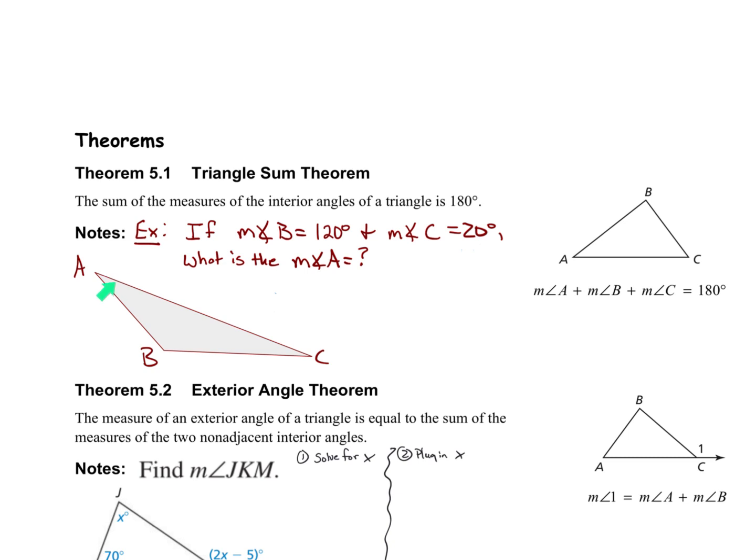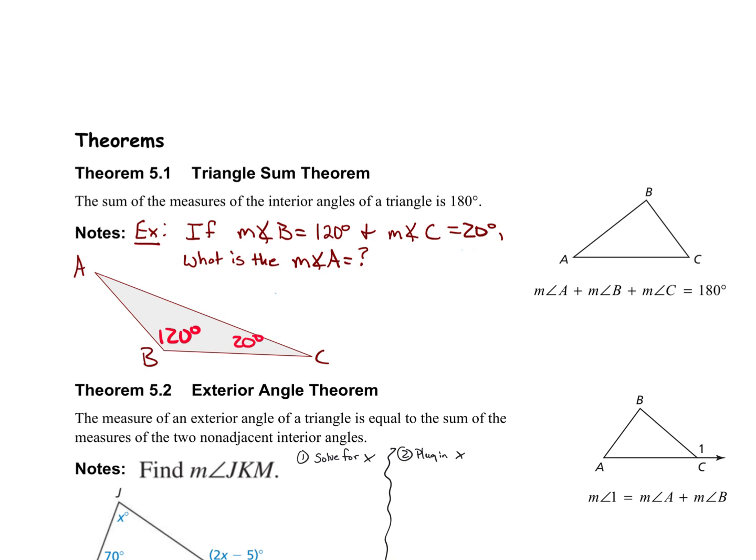So if I take this angle plus this angle plus this angle, all 3 interior ones are going to add up to equal 180. Measure of angle A plus measure of angle B plus measure of angle C, it's all 180 degrees. So let's do an example here. It says if angle B is 120 degrees, so I'm going to write 120 there, and angle C is 20, what is the measure of angle A?